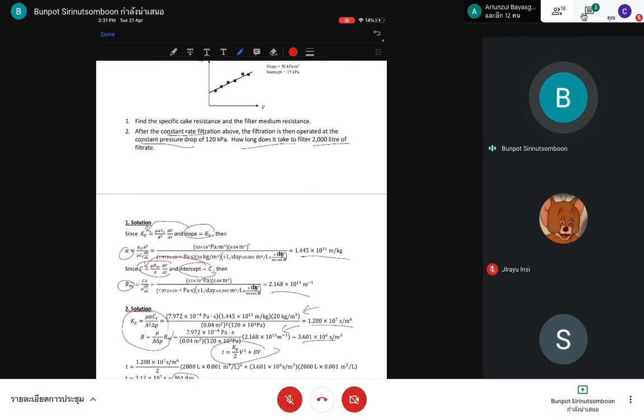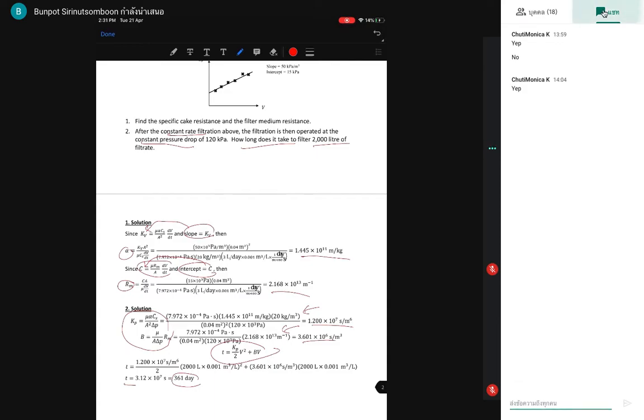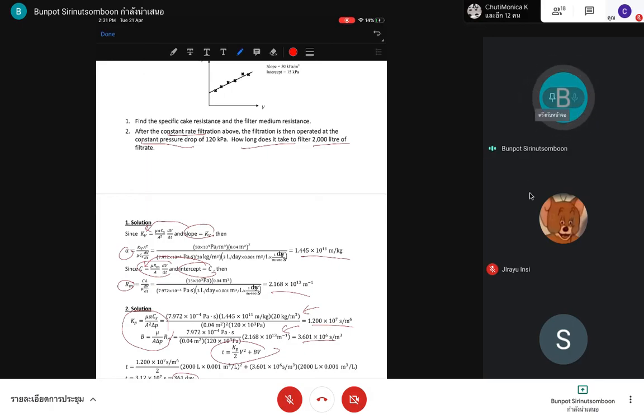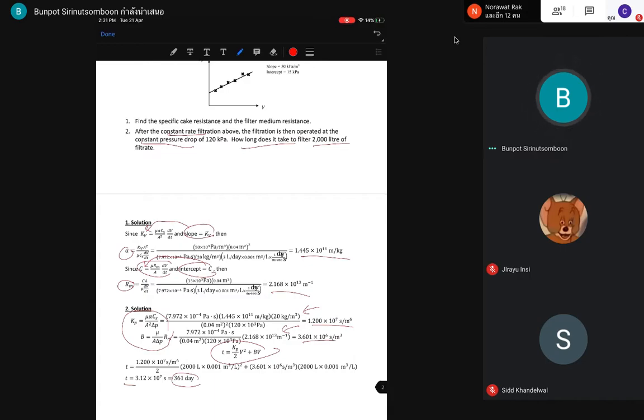So in the end, in question 1, can you guys hear me? In question 1, we used equations for the constant rate filtration, but in question 2, we switch to the equations for the constant pressure filtration. Since we use the same cake and the same filter materials, we use the values of alpha and rm that we obtained from question 1. We use them in question 2 to calculate the time of filtration. Okay, and this is the answer.